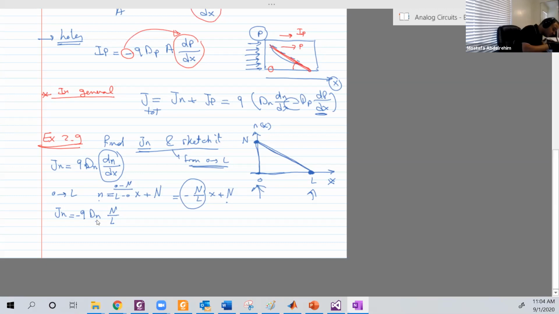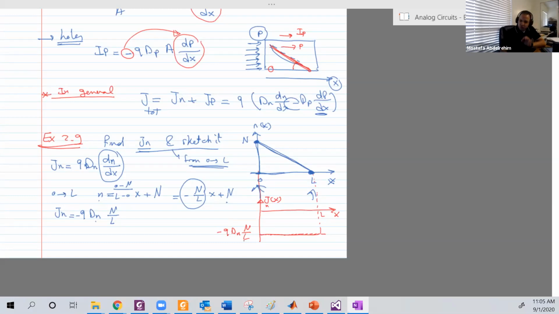So we can sketch based on that also the relation between J of x, Jn of x, and x. First, it's a negative value and it's a constant. For example, here, it's just a sketch, from 0 to n. And what is this value? It's minus q Dn n over L. This is just a sketch. It's a constant, okay?